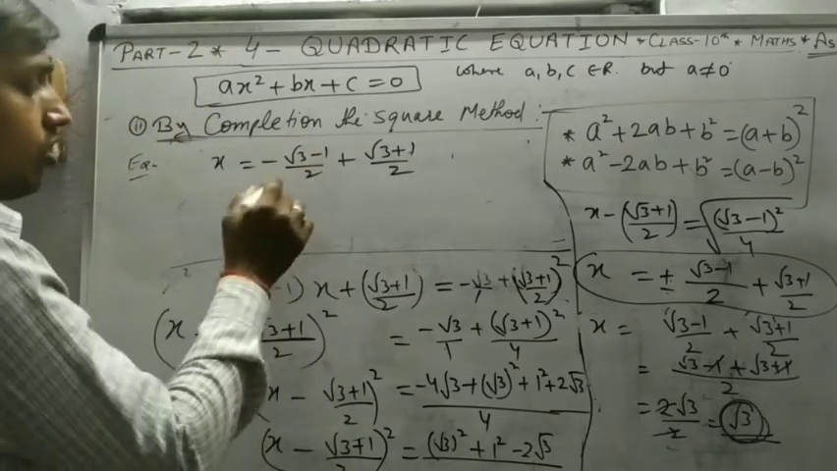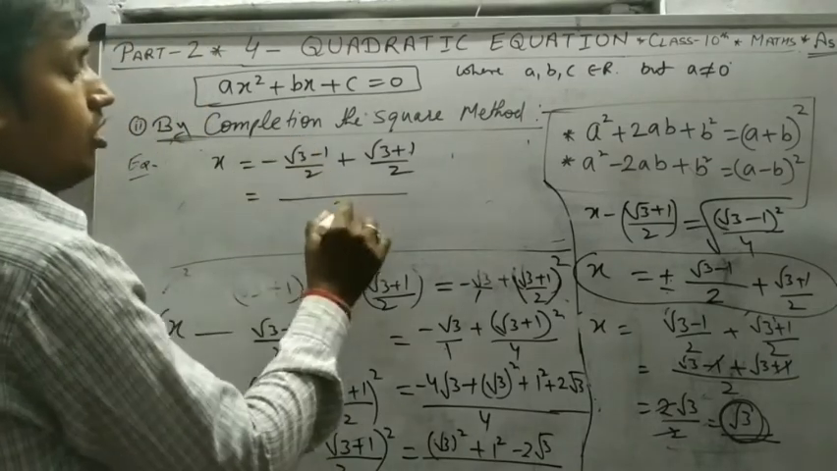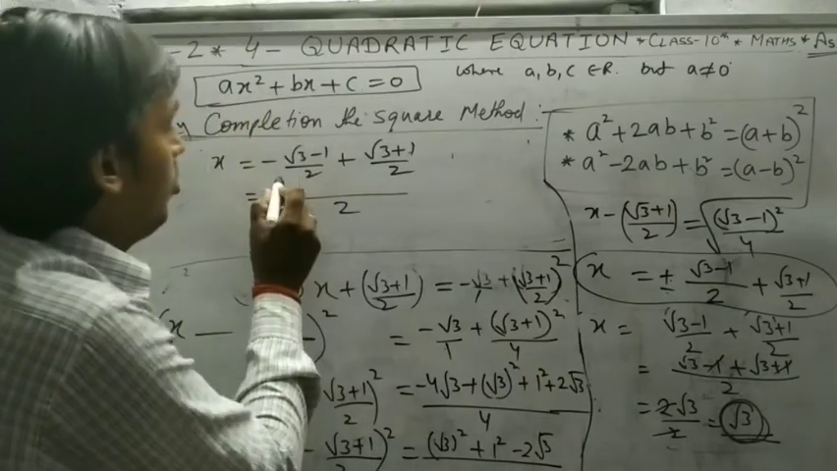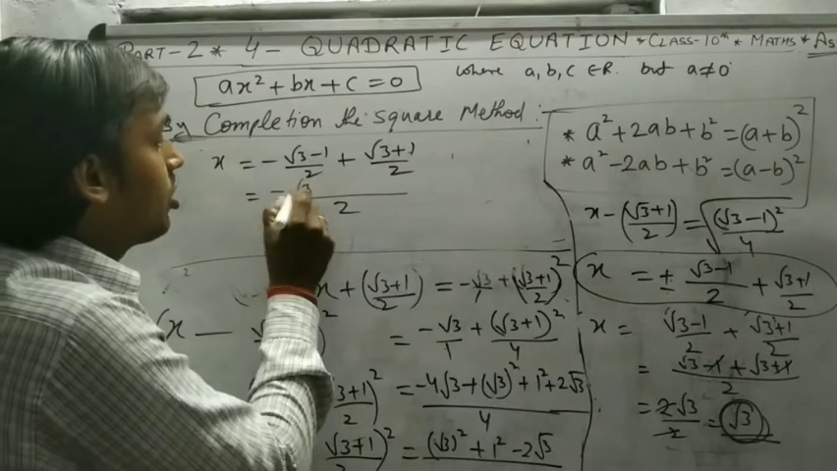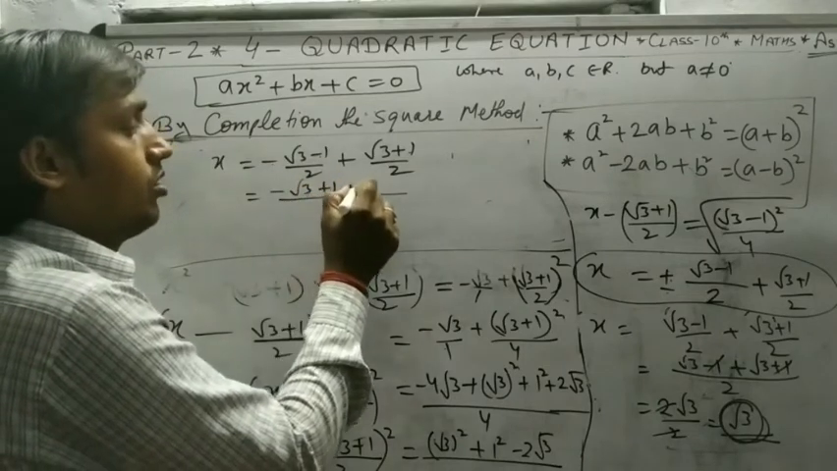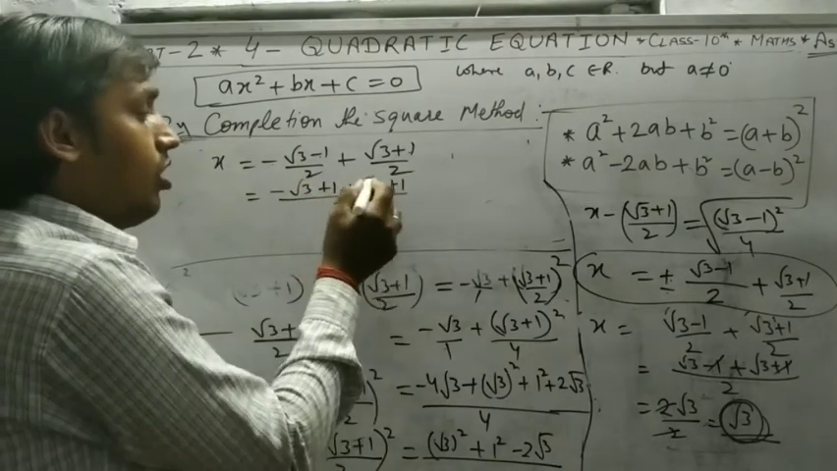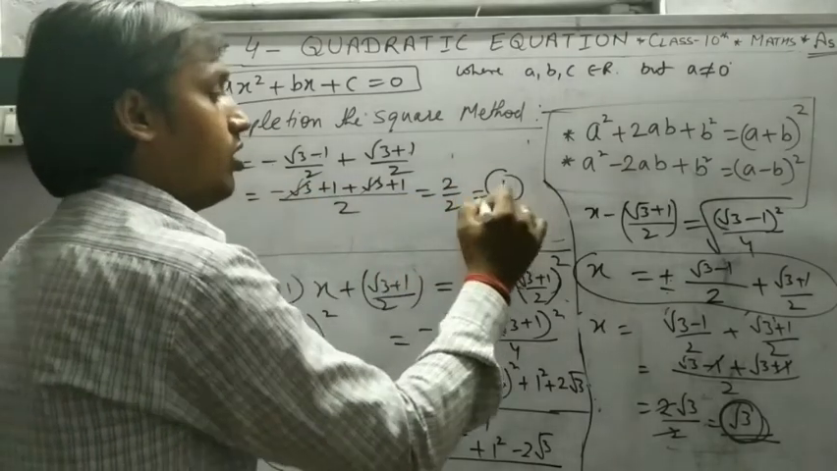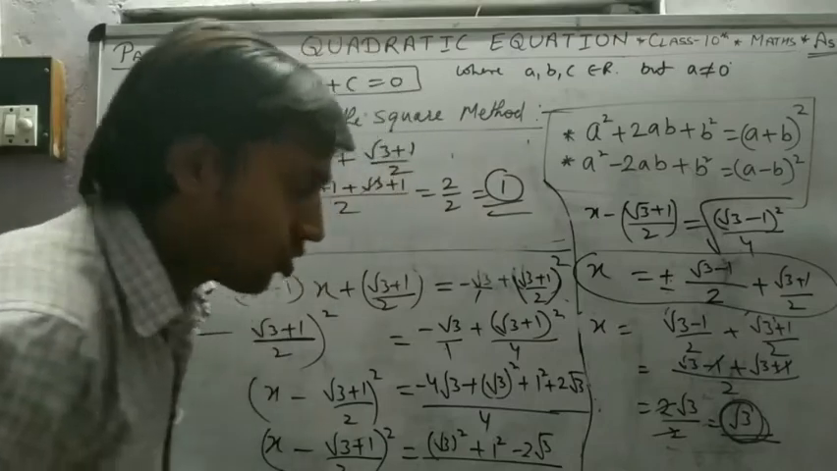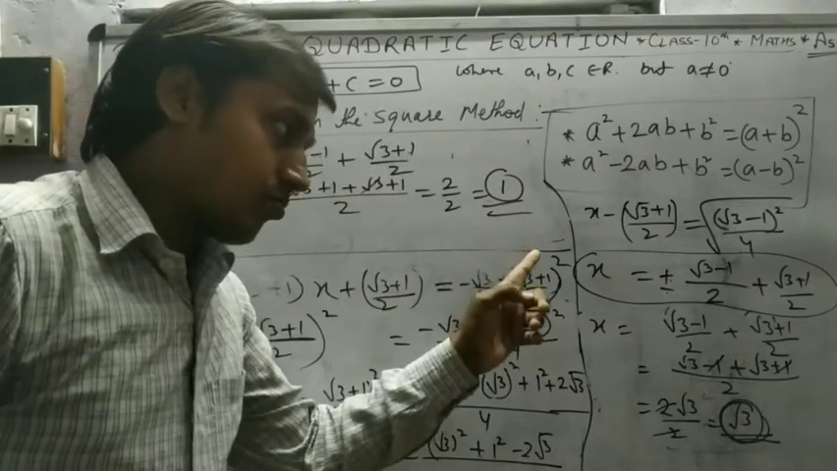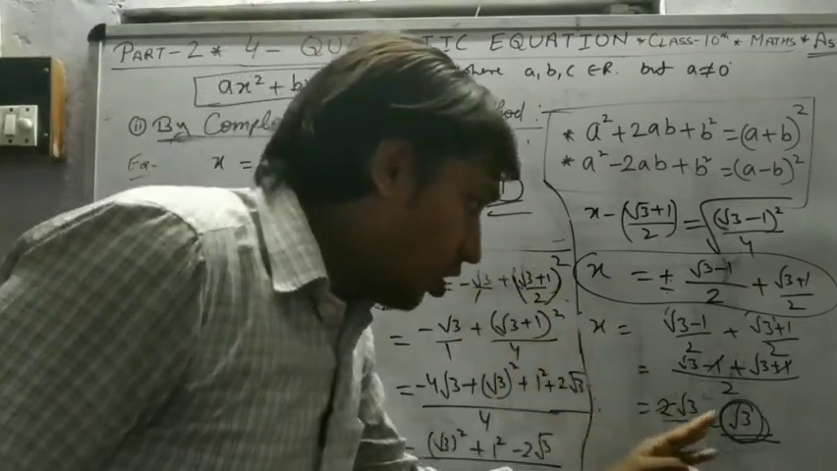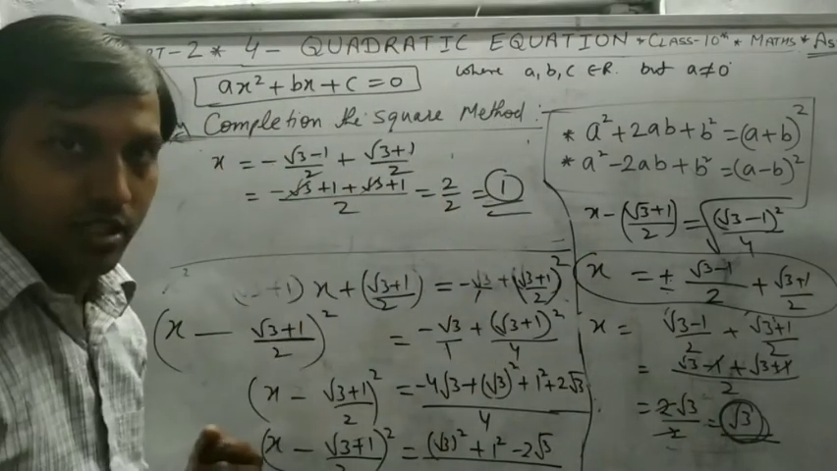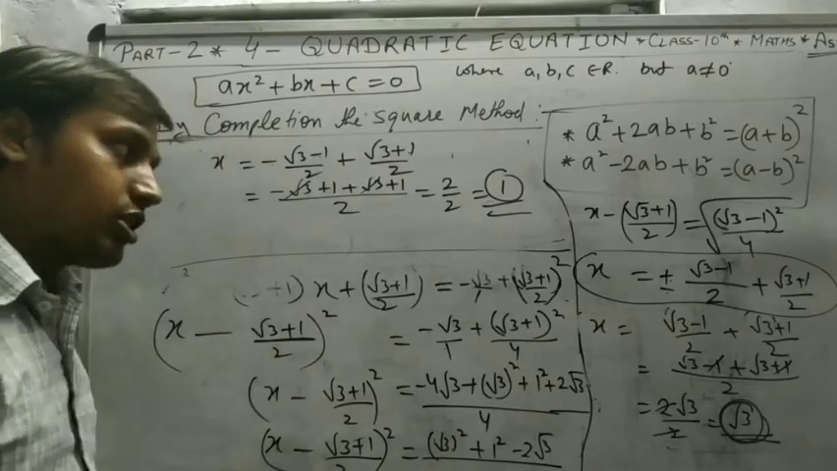Then solve the second case. Take the LCM, but here the minus sign is outside. So minus root 3 and plus 1. This is the same. Root 3 cancels out. That is 2 upon 2, 1. So the first root is root 3 and the second is 1. Okay, these are the roots by solving with the completing the square method. This was the main motive to take this question.